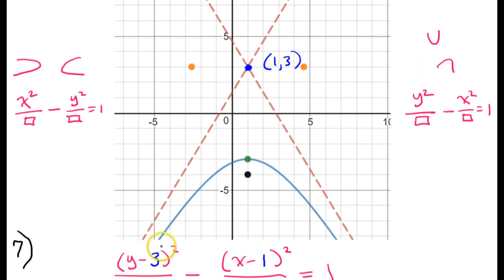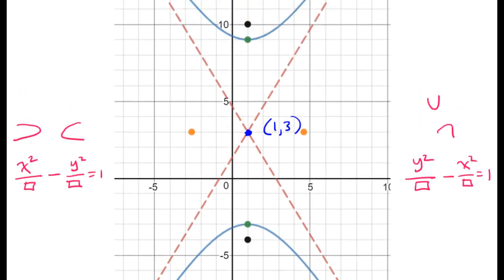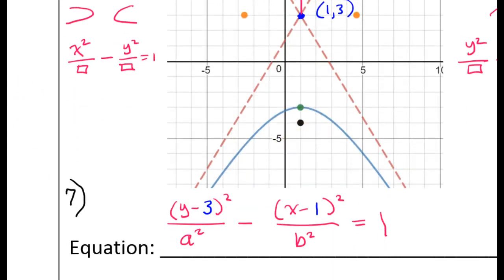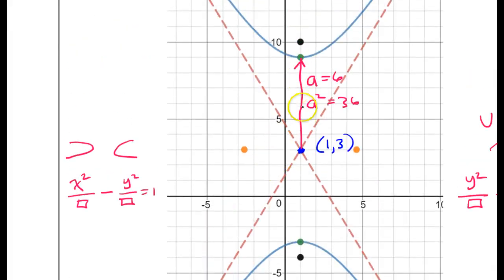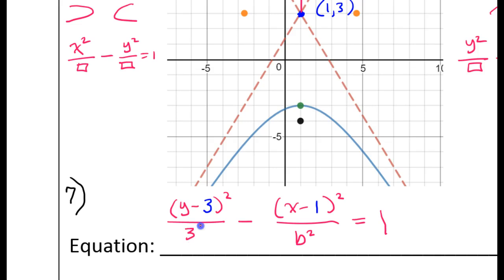Now, the a value is the distance from the center to a vertex. From the center to a vertex, this is the a value I've illustrated now. I'm looking at the y value here. This is from 3 to 9, so that means that my a value is 6. That means that a squared is 36. So I'm going to put a 36 right here. By the way, notice that this a value is vertical, that's the y direction, so it makes sense that I'm going to put this 36 in the denominator of the y term.